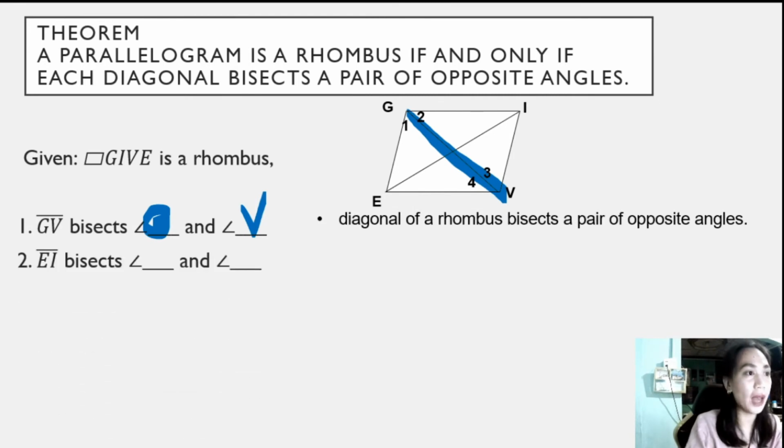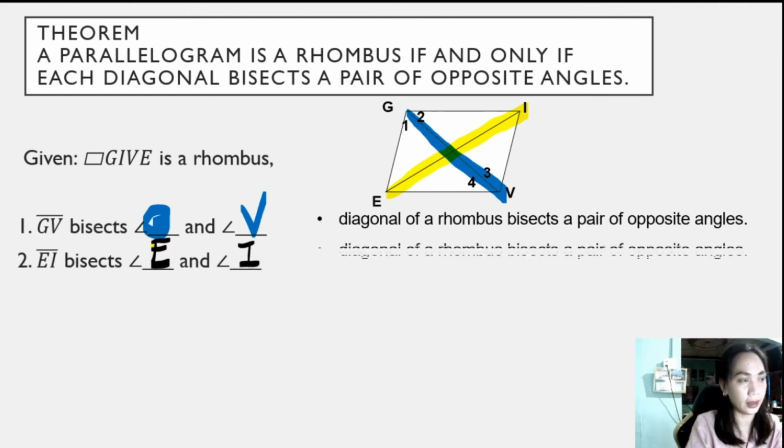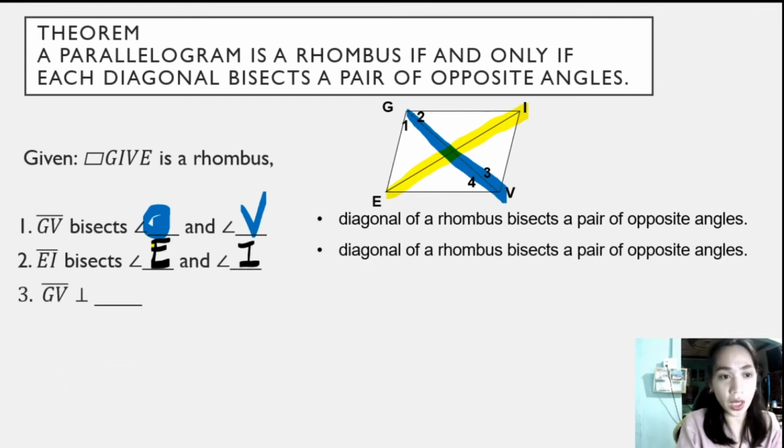Okay, next, you have the diagonal IE. Which angles does it bisect? It bisects angle E and angle I. Same reason: the diagonal of a rhombus bisects a pair of opposite angles.